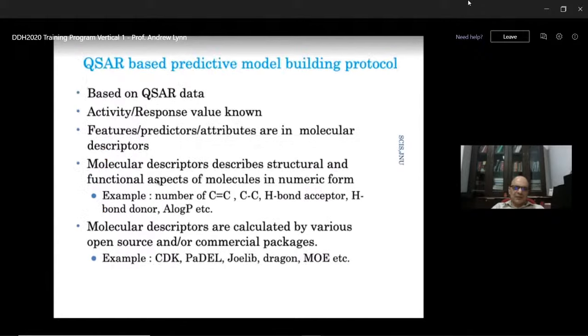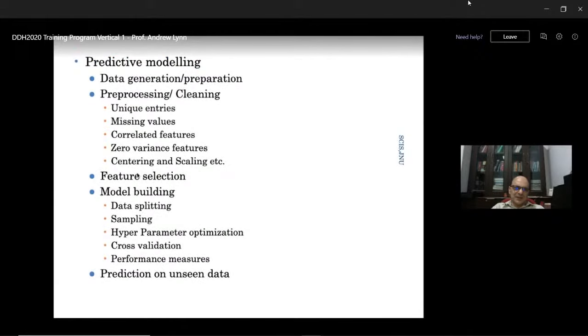Then you have feature selection. And then we move on to model building. In the model building, what I want is to be able to split my data so that I can sample it. There is also the scope of what we call hyperparameter optimization, then cross-validation and the performance measures that we use for model building. After we have built our models, we need to predict on the unseen data, so the set of molecules that we don't have.